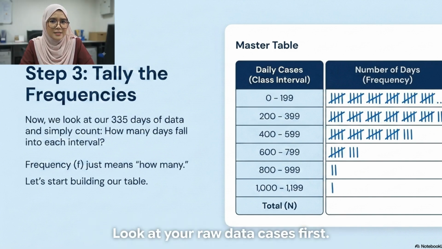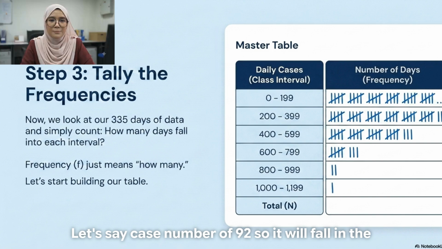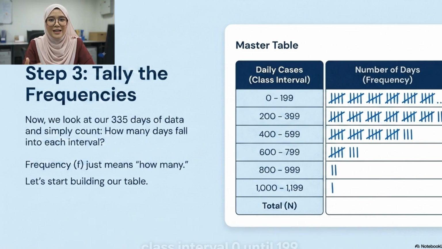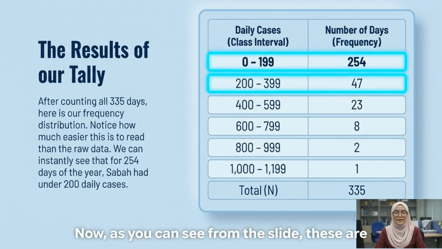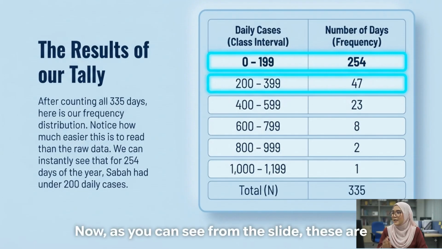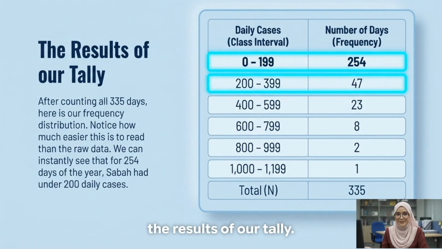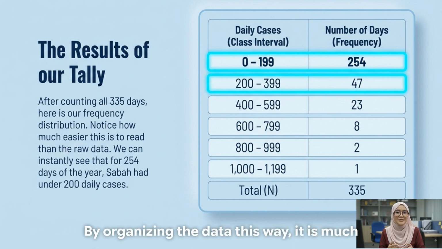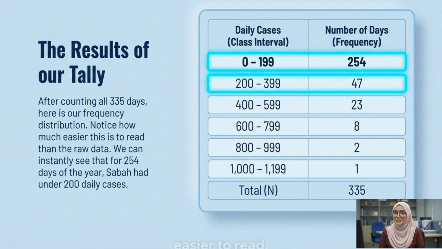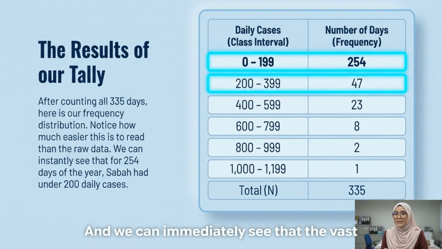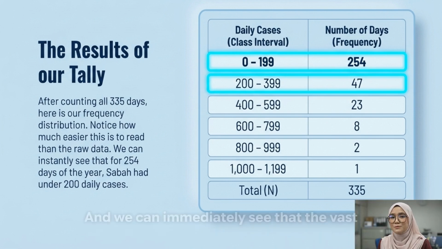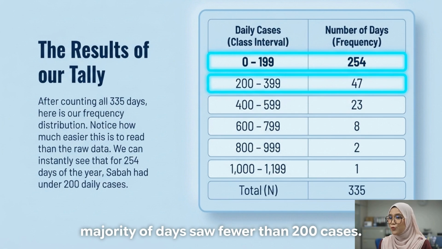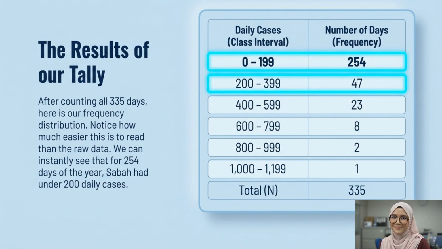Look at your raw data cases first. Let's say a case number of 92, so it will fall in the class interval 0 until 199. Now, as you can see from the slide, these are the results of our tally. By organizing the data this way, it is much easier to read. And we can immediately see that the vast majority of days saw fewer than 200 cases.